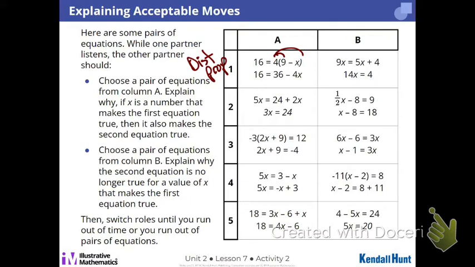And on 5, it looks like they added 5x to one side and subtracted 5x from the other. If you do something different to both sides, do you get the same answer? No, so that's why those are not the same.